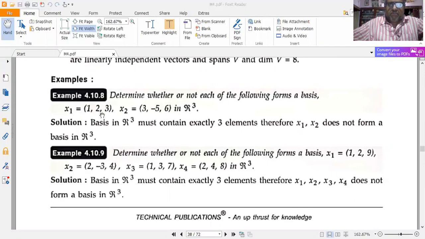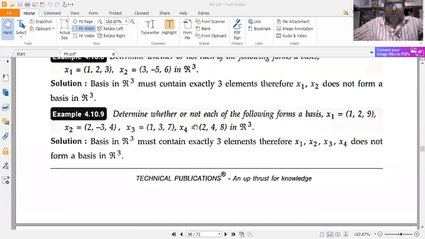So x1 is equal to (1, 2, 3), x2 is equal to (3, -5, 6) in R cubed. R cubed means the number of elements in x1 and x2. What is the number of elements in x1? 3. What is the number of elements in x2? 3. So that's why it is R cubed. Now, a basis in R cubed must contain exactly 3 elements. So therefore, x1 and x2 do not form a basis in R cubed. Right? So that's the solution.